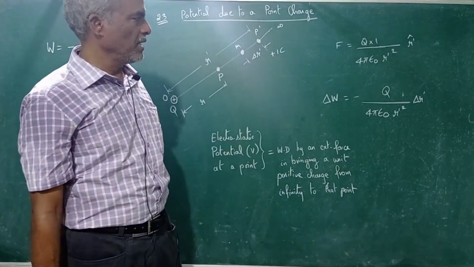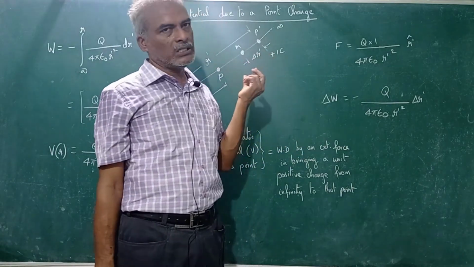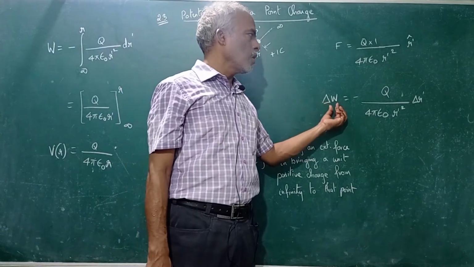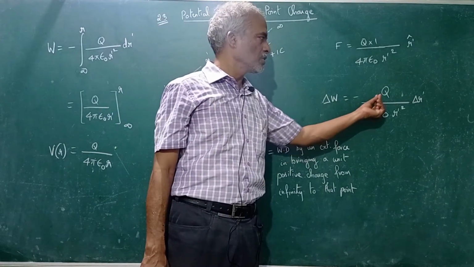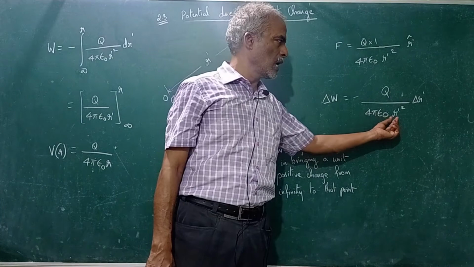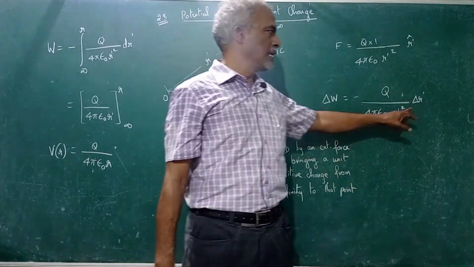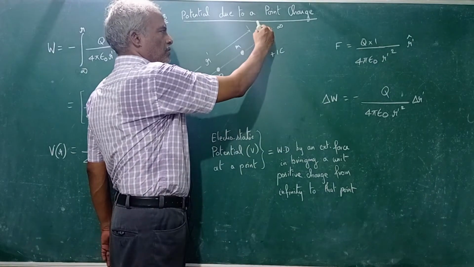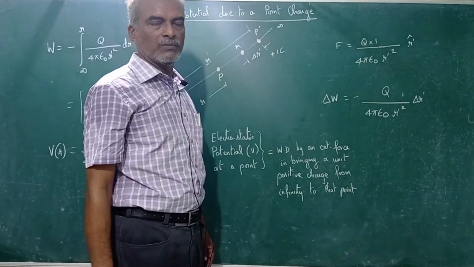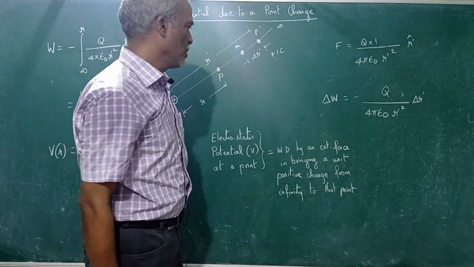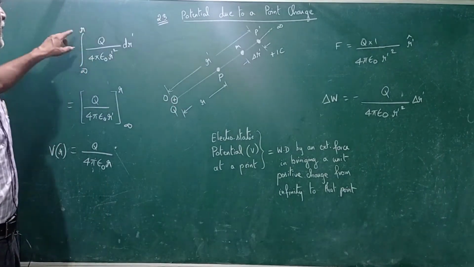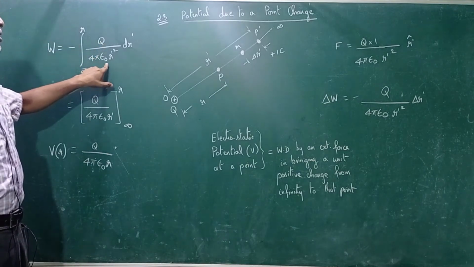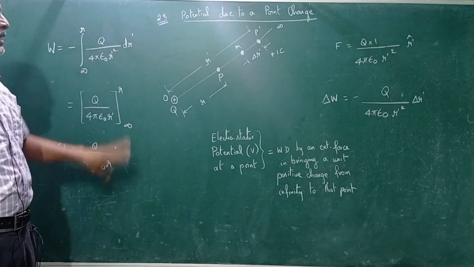Because the distance is very small, the work done is also very small. So the small work done is equal to minus q divided by 4 pi epsilon naught r dash square into del r dash. This is for this small distance, but we have to cover the entire distance, therefore we have to start integrating. That's why we go for integrating from infinity to r, q by 4 pi epsilon naught r dash square into dr dash.